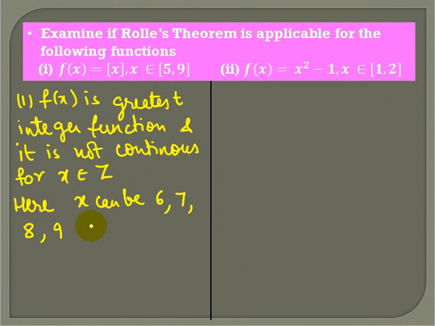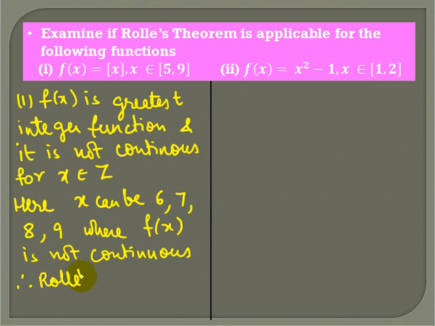So x is going to take these integral values where the continuity will break, where f(x) is not continuous. So what is happening? The very first required condition is not fulfilled. So therefore, Rolle's theorem is not applicable. So it is not valid, we can say, in this case. Now look at the next one.